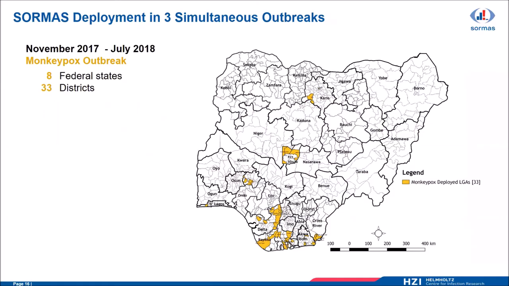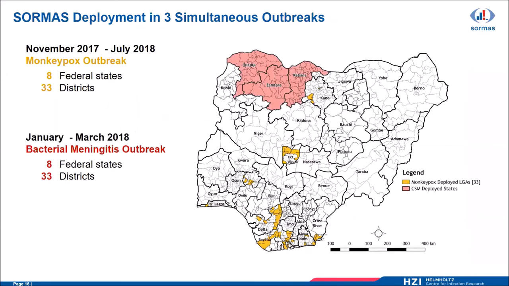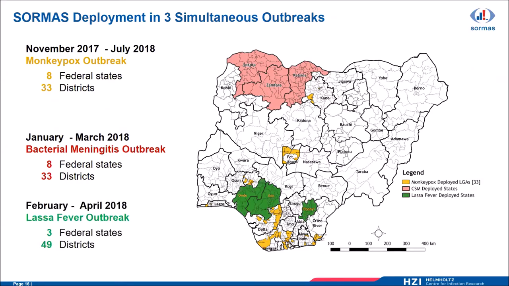I want to use Nigeria as an example for a unique function that SORMAS played in 2017 when we had three simultaneous outbreaks. In November 2017, SORMAS was used in Nigeria to handle the monkeypox outbreak. While that was going on, we had the CSM or meningitis outbreak that started simultaneously, and SORMAS was also used to manage that outbreak. Another outbreak started again within that same period, and SORMAS was used. So at the same time, in one period, SORMAS was managing three simultaneous outbreaks, which was really cool.